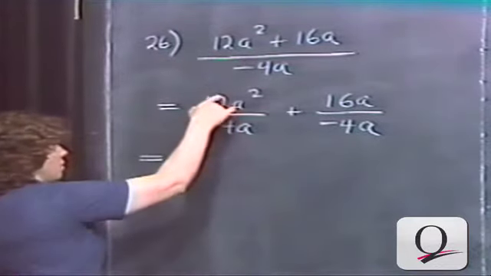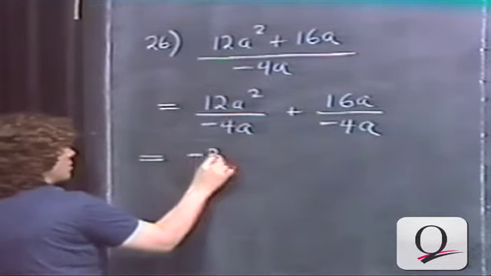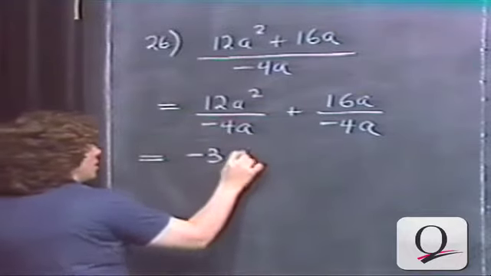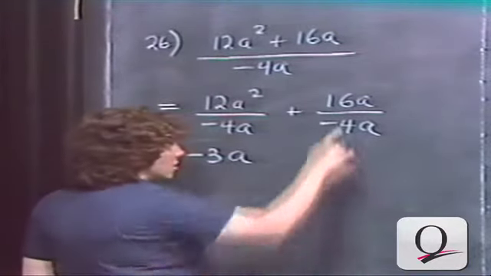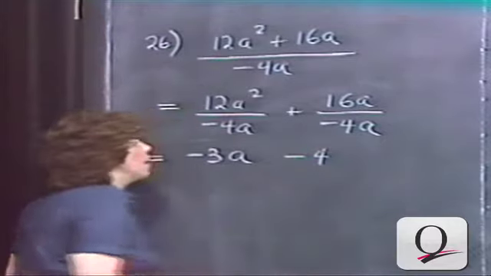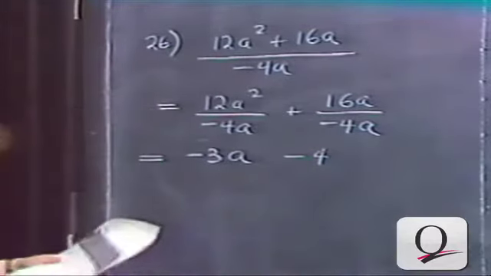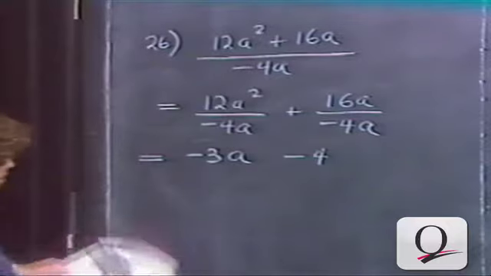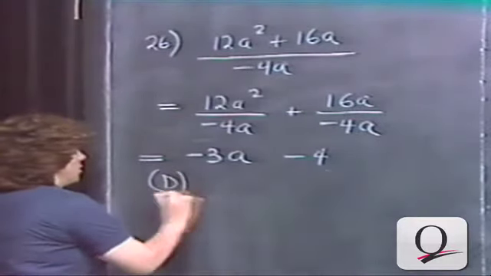And in this case, 12 divided by minus 4 is, of course, minus 3. A squared over a is a. 16 divided by minus 4 is minus 4, and the a's cancel. So minus 3a minus 4 is the answer to this problem, and that is choice D.